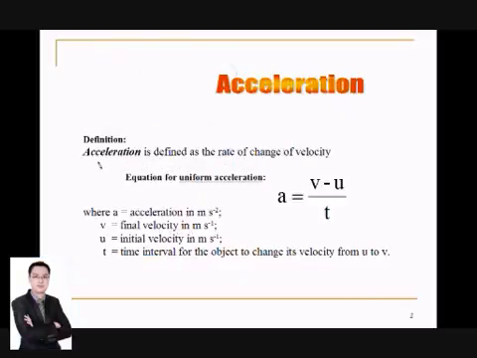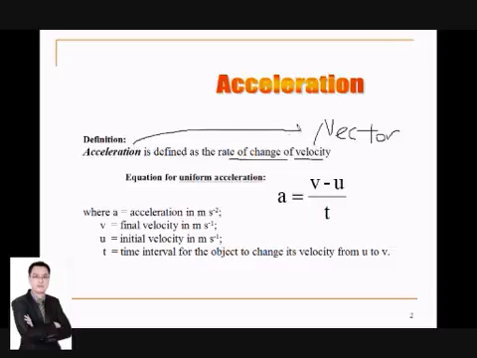Right, now accelerations. We start off with the definition: acceleration is defined as the rate of change of velocity. When we see the words rate of change, essentially it means how fast one entity changes with respect to time. In this case, how fast velocity changes with respect to time gives you the acceleration. Now we know that velocity is a vector, so if velocity is a vector, so is acceleration. Take note of this.